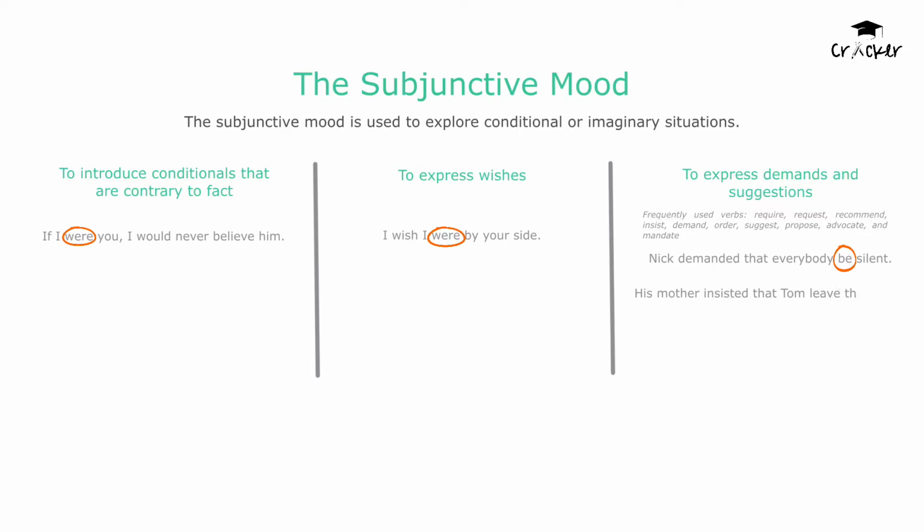His mother insisted that Tom leave the room. The teacher recommended that she study harder. The manager suggested that the meeting be postponed. In each of these sentences, the verb in the second clause is in the form of a bare infinitive. This structure is a hallmark of the subjunctive mood when expressing demands or suggestions.